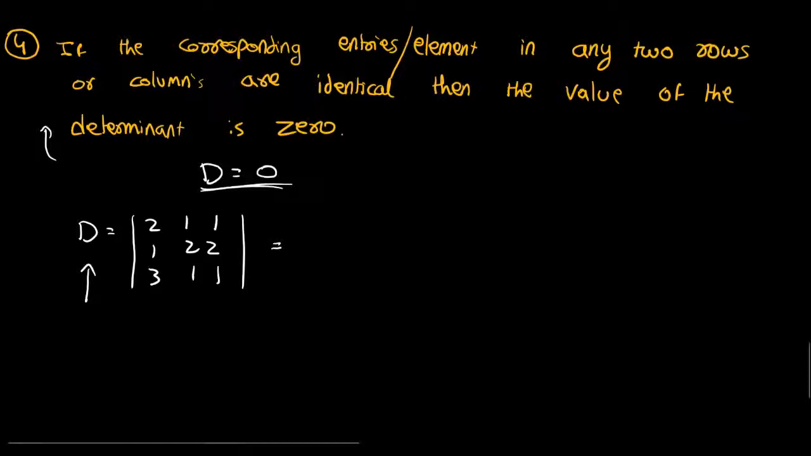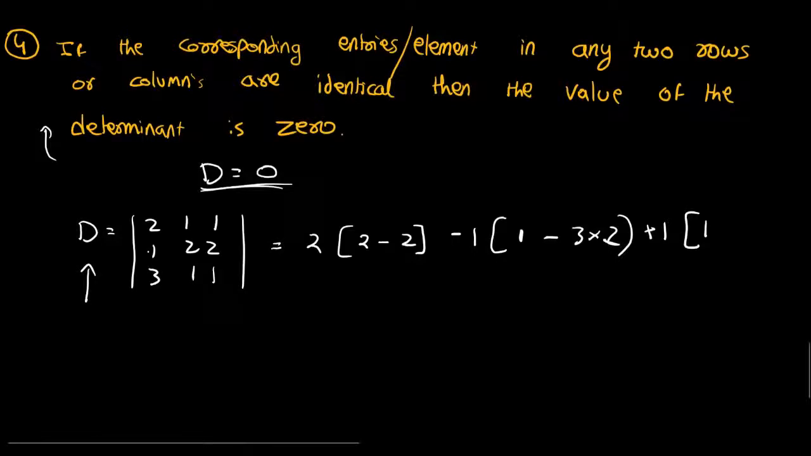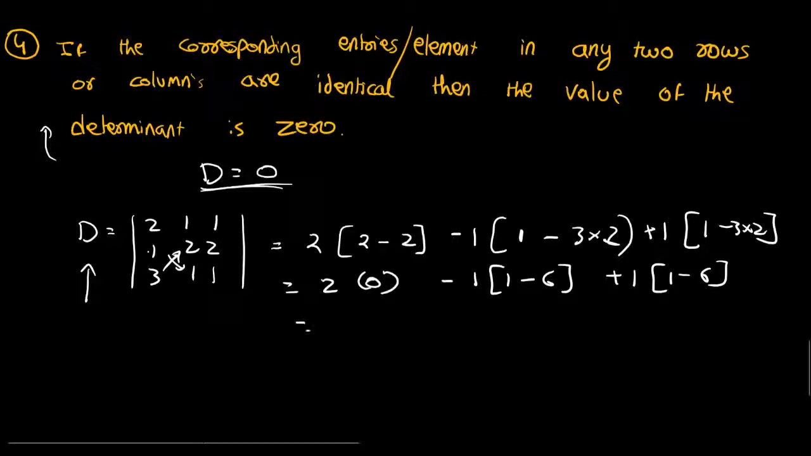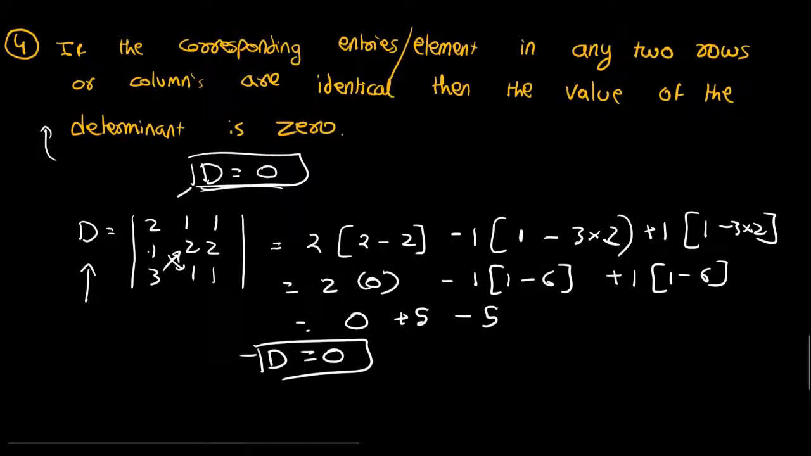So let us find out what is the value of this determinant. It can be given by 2 times (this minus this, which is 2 minus 2), minus 1, which is our second element of the first row, times (1 times 1 minus 3 times 2), plus 1 times (1 times 1 is 1, minus 3 times 2). What are the values that you get? 0, minus 1 times (1 minus 6), plus 1 times (1 minus 6), which will be equal to 0, plus 5 minus 5, which will be equal to 0. Thus, we proved the fourth property of the determinant.